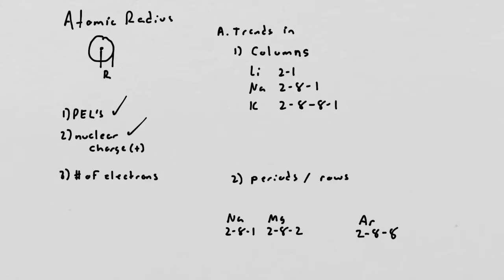Please let me make it perfectly clear. The number of electrons is the last thing that you look at. You first compare energy levels. Secondly, you compare nuclear charge.